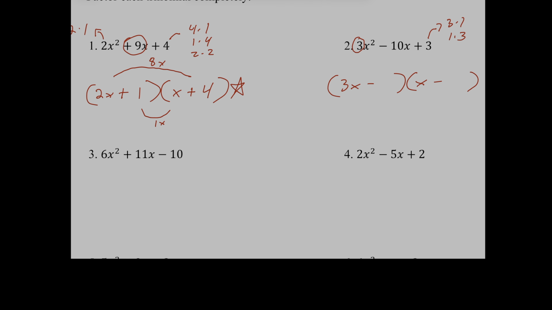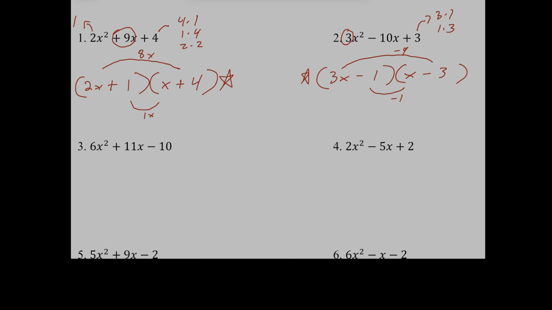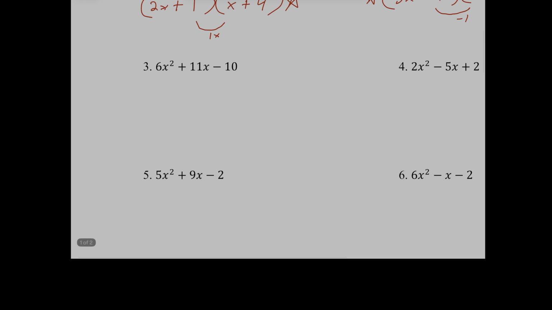I also know that my numbers have to add up to 10, okay? So I need to make sure that none of my factors are bigger than 10, or else they won't add up to 10, okay? Now, as I look at my 1 and 3, I go, you know what? If I put a 3 right there and a 1 right there, my outies are going to become a negative 9. My innies are going to become a negative 1, and they do add to 10. Love it. This right here is my answer. Cool. Let's go on to number 3.